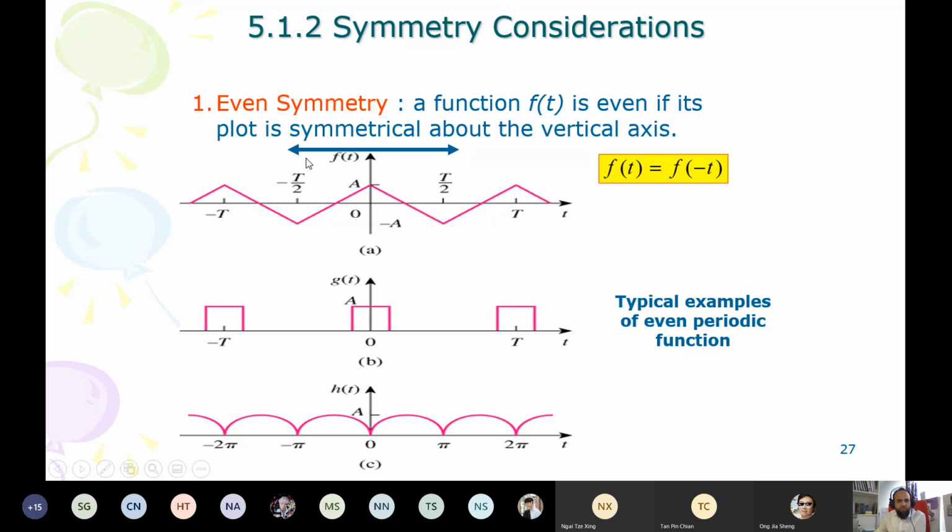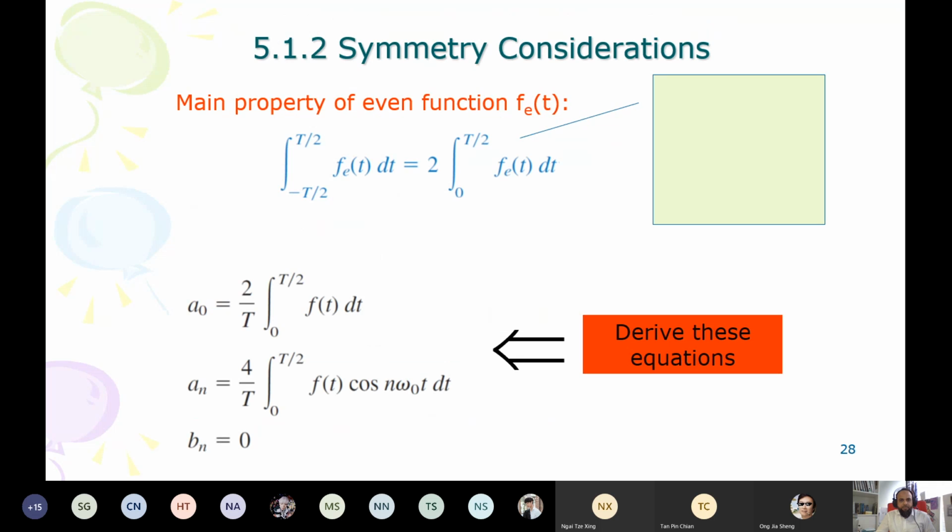Just print it on a paper and fold it along this line, and the two sides will copy each other. And if there is even symmetry, of course, there will be odd symmetry as well. Okay, now the properties for even functions.